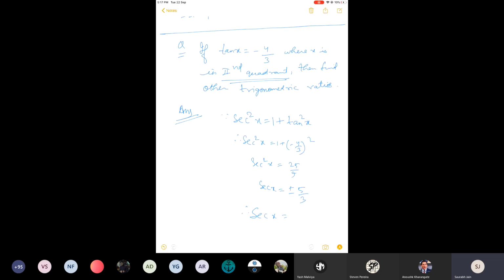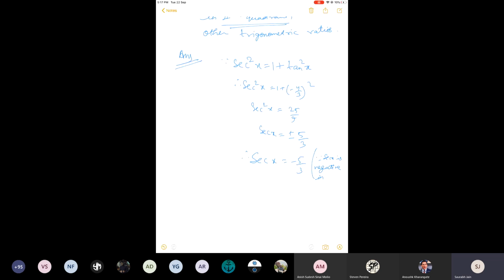Both the values or any one particular value? So negative. Negative value, that's correct. Since sec x is negative in the second quadrant, the ASTC rule is a very important rule, okay? It will help you in physics also. Sec x is negative in the second quadrant.